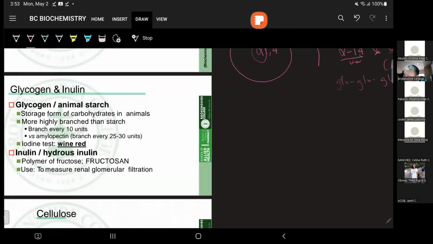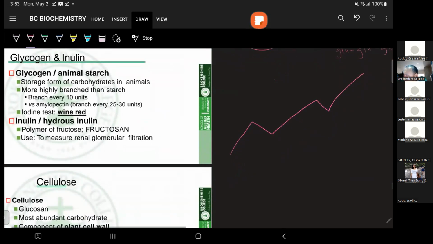So, ibig sabihin nito, kung si starch ay yung branch na parang ganyan, ang glycogen is more branched, kasi in every 10 units. Yung kanina, di ba, amylopectin, every 25 to 30 units nagkakaroon ng branch in an alpha 1,6 glycosidic bond. So with that, mas branched siya.